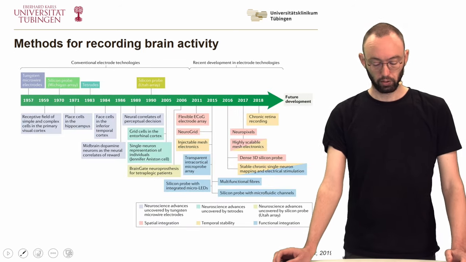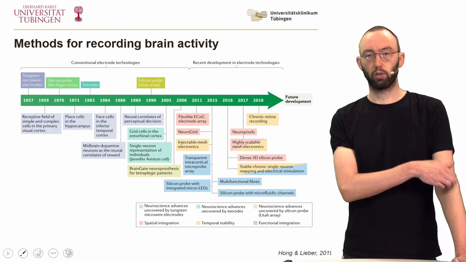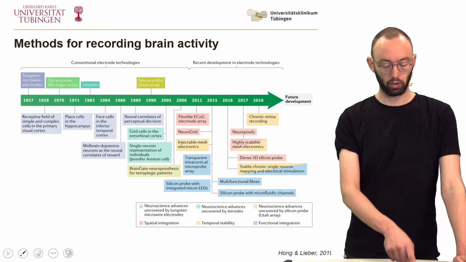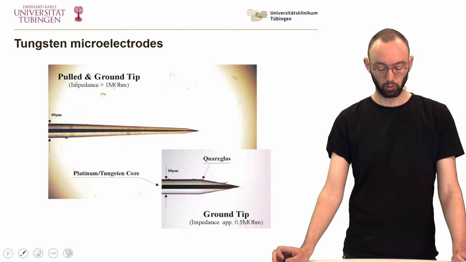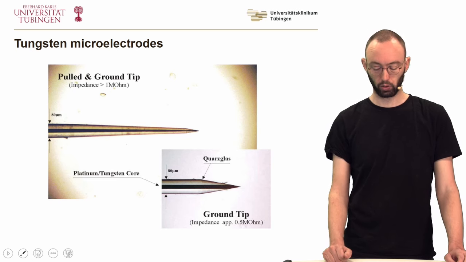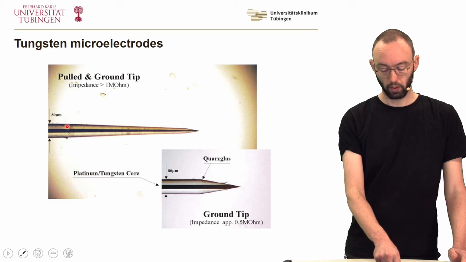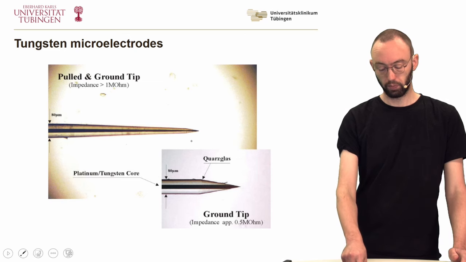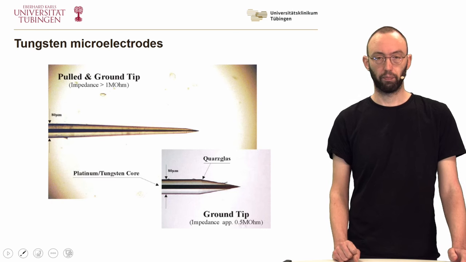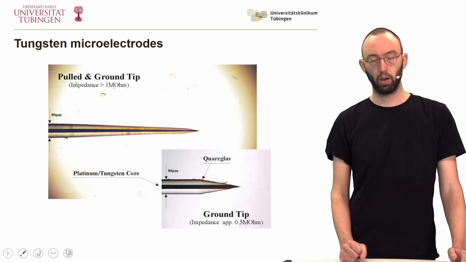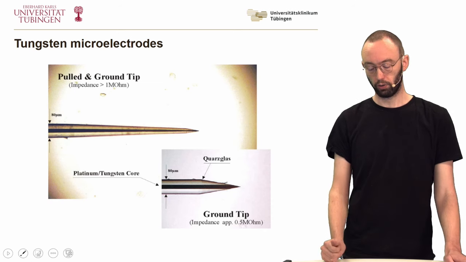If you look at the development over time, also there's more and more techniques coming out. Here in the 50s, you have the tungsten microwire electrodes, and if you look at them in detail, they look like this. They're actually very simple. It's basically a conductor that is coated by an insulator, and then just at the tip, the conductor is free and can measure the electrical activity in the surrounding of the electrode tip.